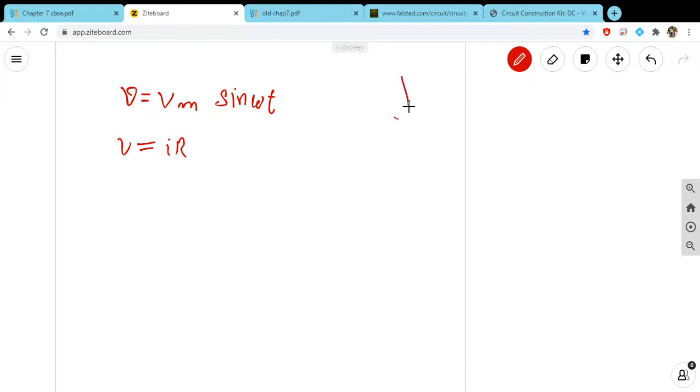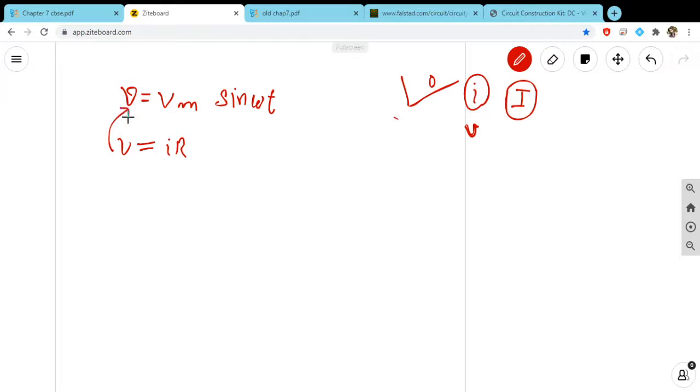In this chapter, remember this one. In this chapter, we will indicate current as small i. Until this chapter, we always indicated the current as I, but that was for the DC current. So we are going to make some difference for the AC current, and since it is AC, we will always indicate small i, and for the voltage small v. Small v for the AC voltage and small i for the AC current. So v is equal to iR.